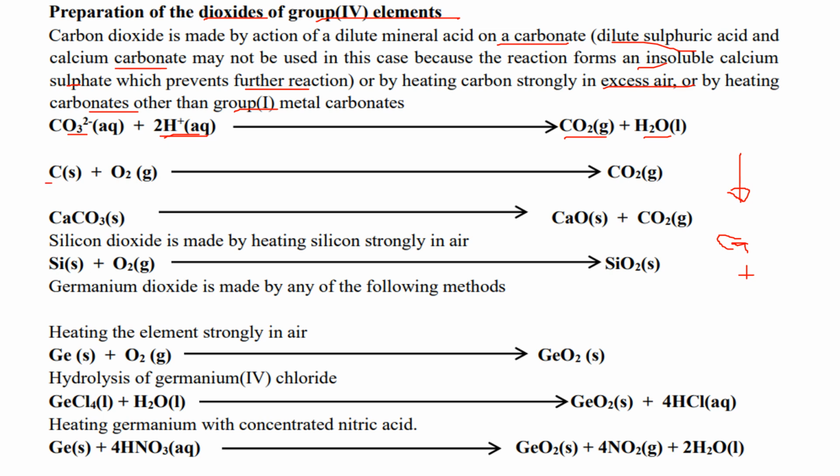Or you can get coke and directly heat it with dry oxygen, so that you can get your carbon dioxide. Or we can get any carbonate and heat it, as long as it's not a group 1 metal carbonate, because group 1 metal carbonates do not undergo decomposition, but others do. For example, calcium carbonate can be heated to get an oxide together with carbon dioxide gas.